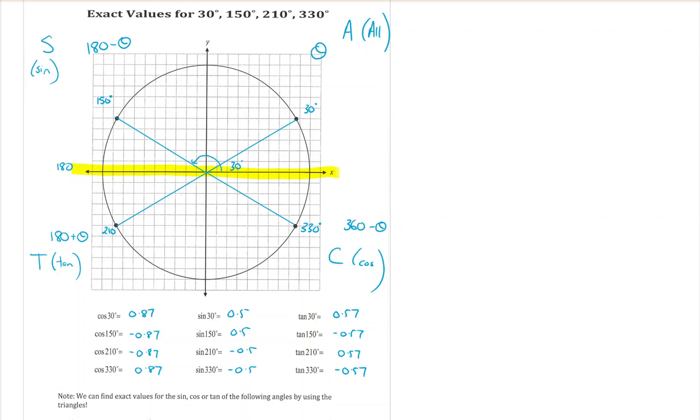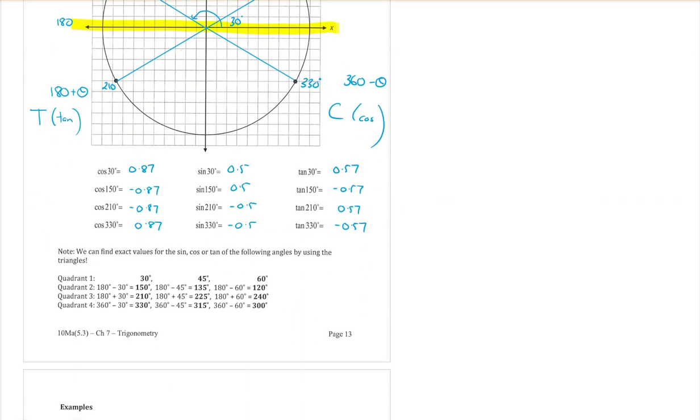Okay? So maybe write that down at the bottom here if you've got some room. All stations to central to remind you of the ASTC as you go around the quadrants 1, 2, 3, 4.